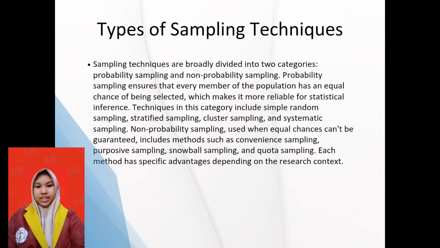Types of sampling techniques. Sampling techniques are broadly divided into two categories: probability sampling and non-probability sampling. Probability sampling ensures that every member of the population has an equal chance of being selected, which makes it more reliable for statistical inference. Techniques in this category include simple random sampling, stratified sampling, cluster sampling, and systematic sampling. Non-probability sampling, used when equal chances can't be guaranteed, includes methods such as convenience sampling, purposive sampling, snowball sampling, and quota sampling. Each method has specific advantages depending on the research context.